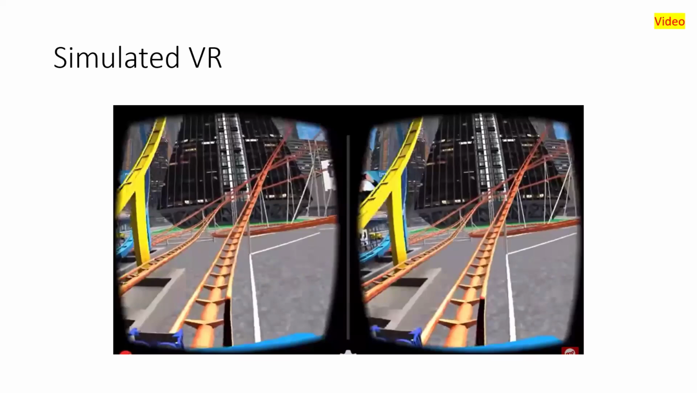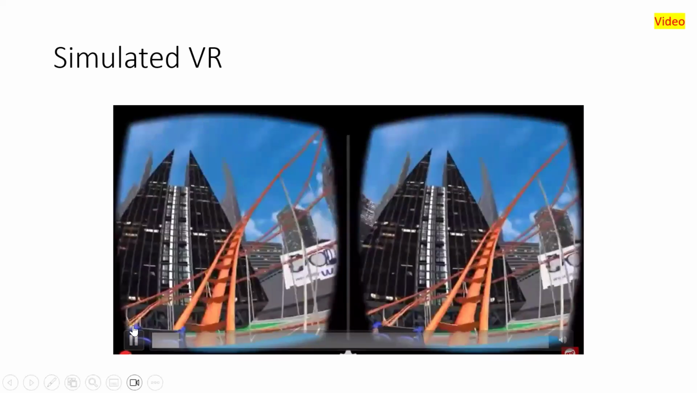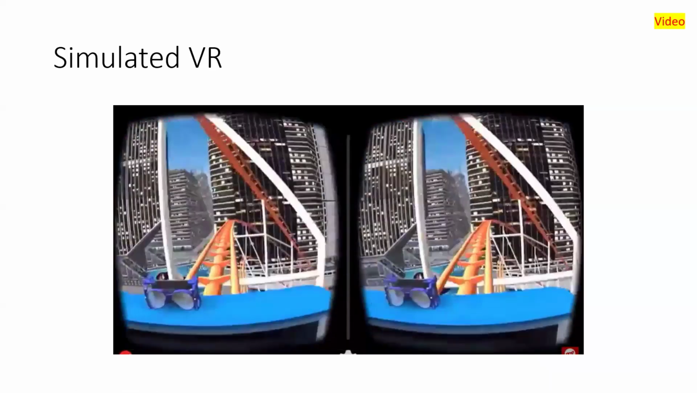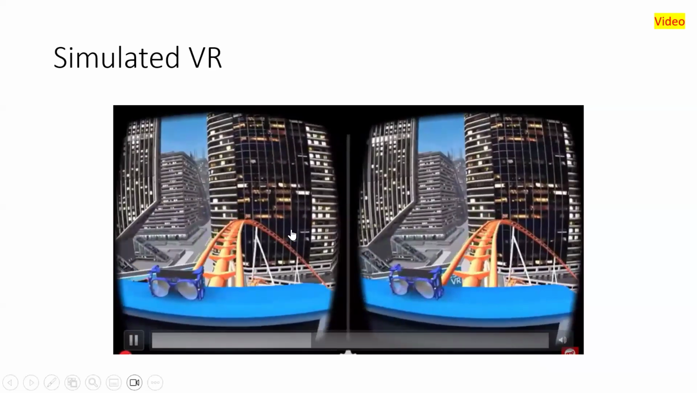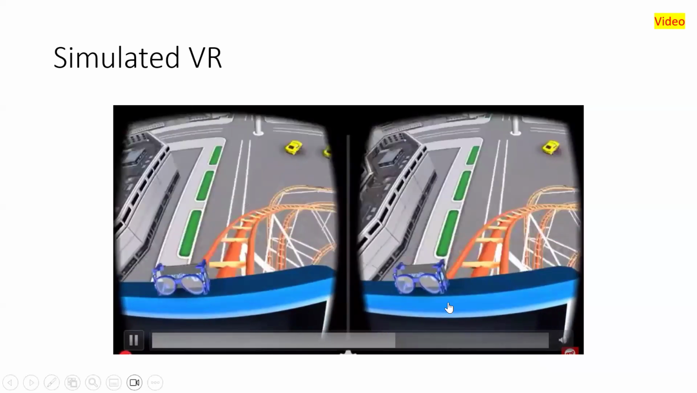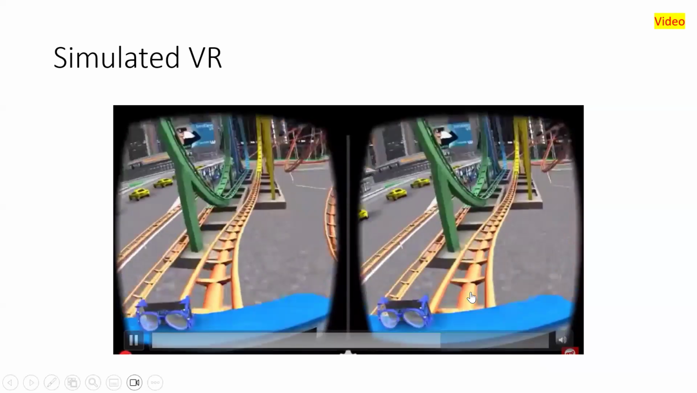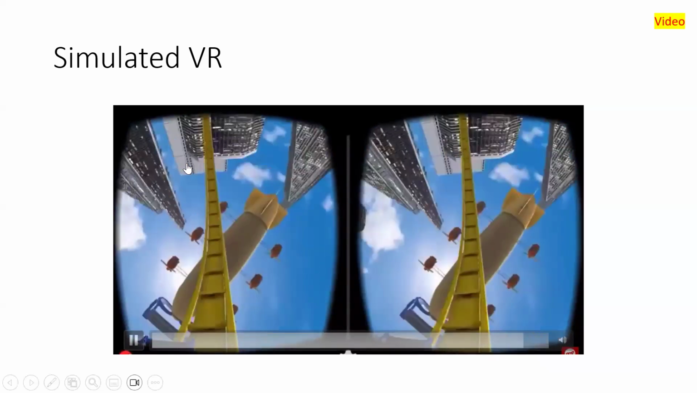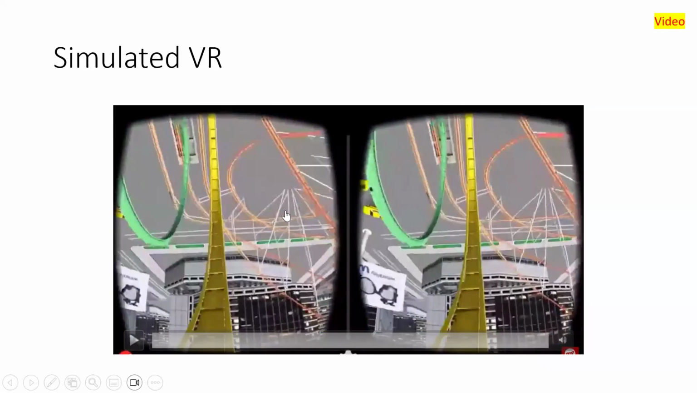So this is how a simulated VR will look. I will just play the video, and you can see this is a roller coaster ride of a simulated VR. Complete left and right eye projection. You can see there is a slight difference between the two, and typically the eye spacing is 6.5 to 7 centimeters between two eyes. So that much deviation is given between the two graphics, and you can see that at very slightly different locations, this is ending with your roller coaster track.